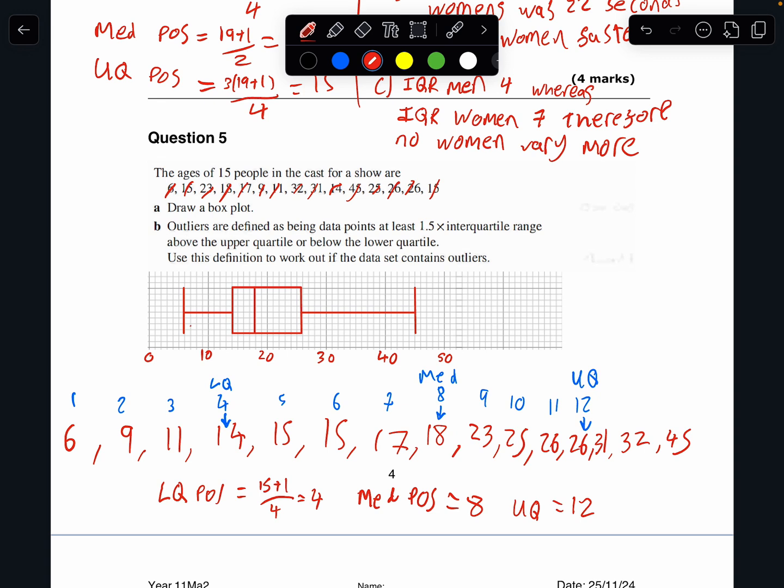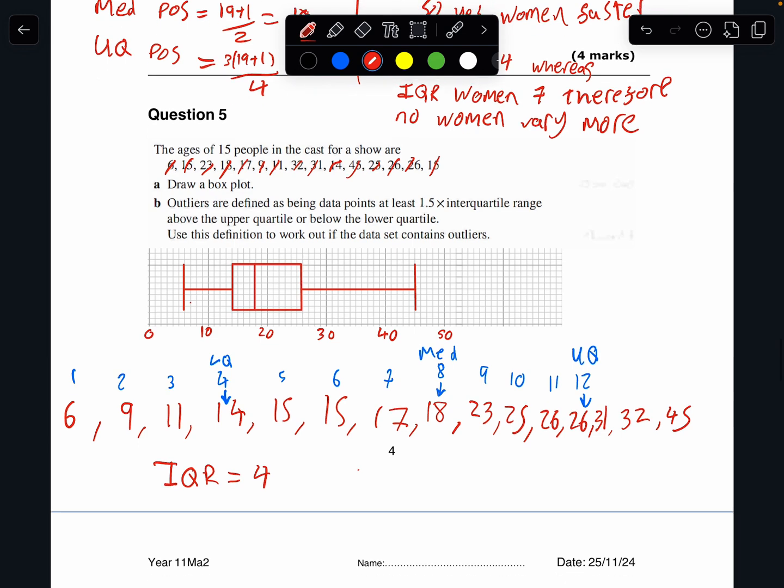Now we're told that outliers are defined as 1.5 times the interquartile range, either above the upper quartile or below the lower quartile. So let's first of all work out the interquartile range. I'm just going to remove that stuff from the bottom to save a bit of room. You probably don't need to do all that working anyway. So the interquartile range is going to be 18 minus 14, that is 4. Okay, so if I want, oh no it's not, because that's the median, 26 minus 14, that is 12. Well, that sounded wrong. AKA this distance here is 12, right?